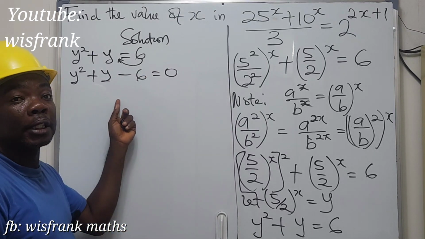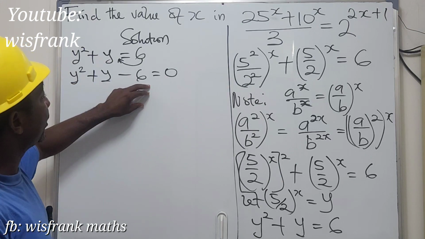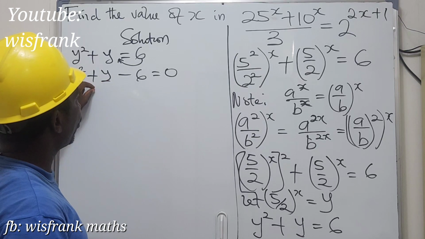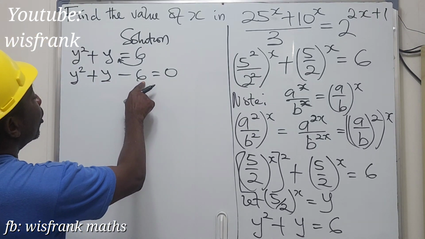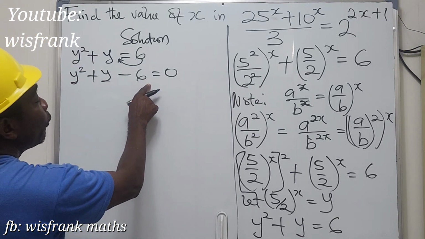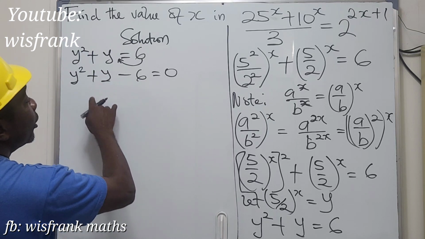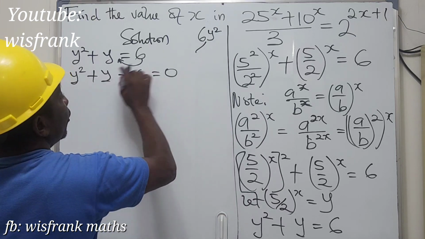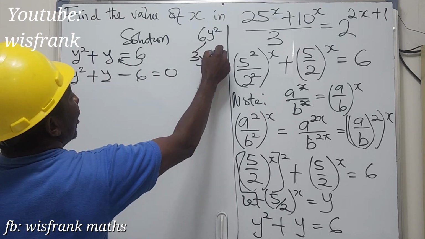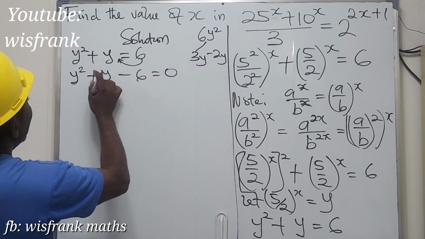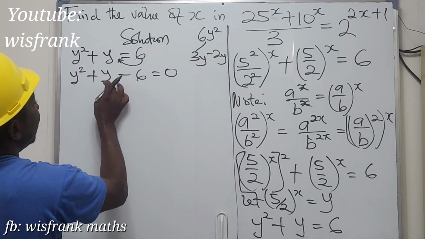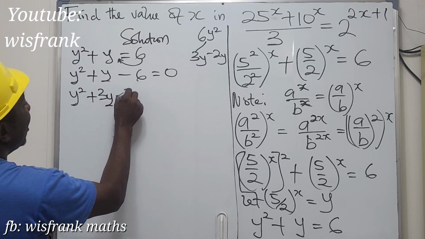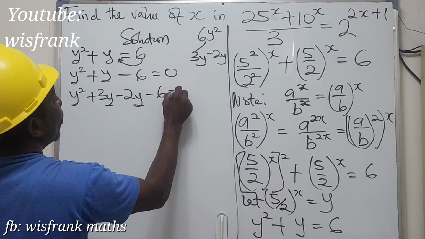So this is a quadratic equation. For us to find the value of y, we are going to use the factorization method. We multiply 6 by y squared and find two factors which, when we add and subtract, will give us this. So 6y squared will give us 3y minus 2y. So here we are going to substitute 3y minus 2y in the place of y. So we have y squared plus 3y minus 2y minus 6 equals 0.